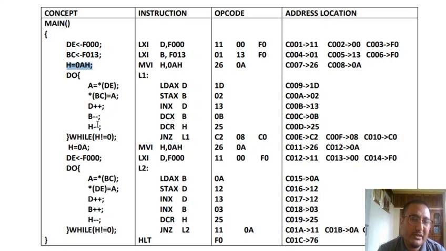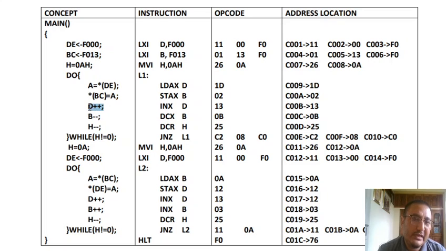Now I've created an iteration. Just see: A equals asterisk DE pair. So A is loaded with the content of the address held by DE pair. Once A is loaded with the content of the address location held by DE pair, then A is moved to the location whose address is being held by BC pair. So the content of F000 is being moved to F013.